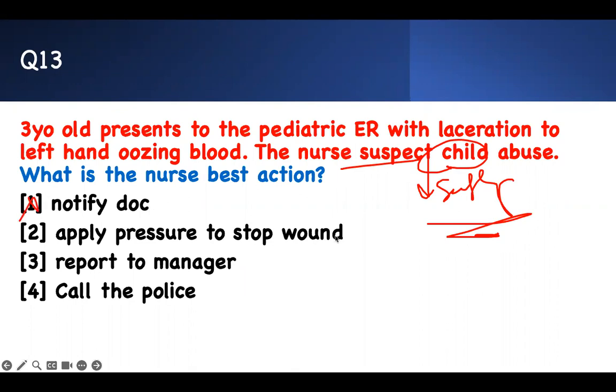Apply pressure to the wound. The thing is bleeding. Okay, pressure, dress it, assess the patient, and take some information. Report it to the manager? The client needs safety, this does not provide safety. Call the police? All these things are important, but number one, your priority, the best action, the thing is oozing. Put some gauze on it.